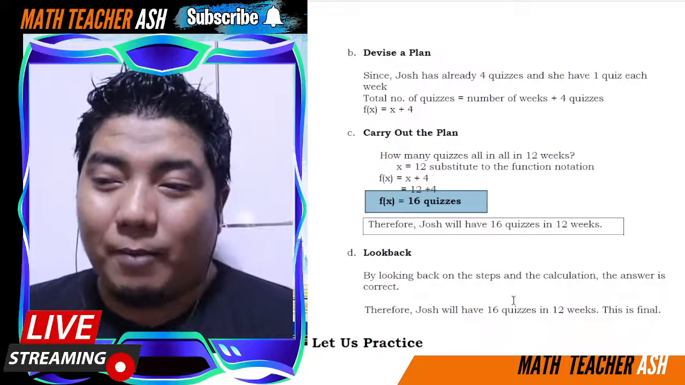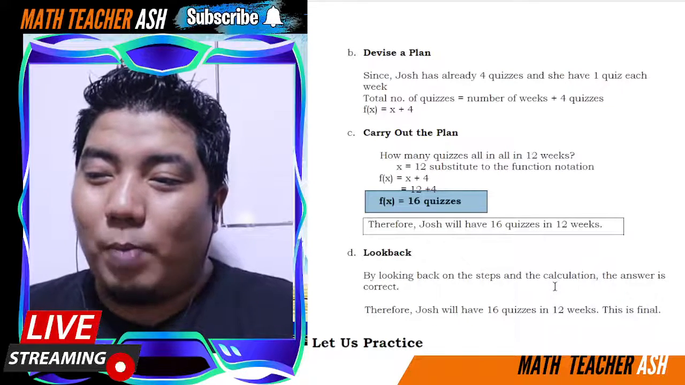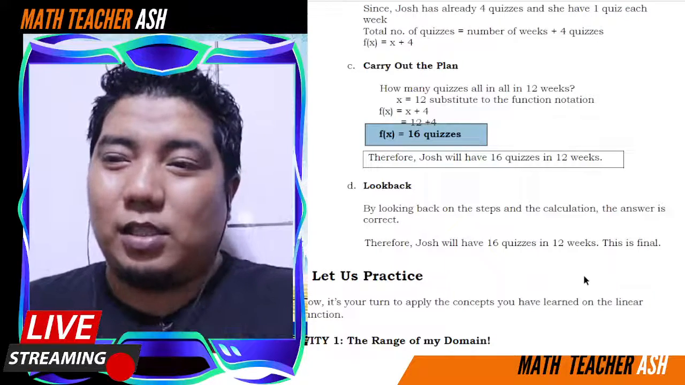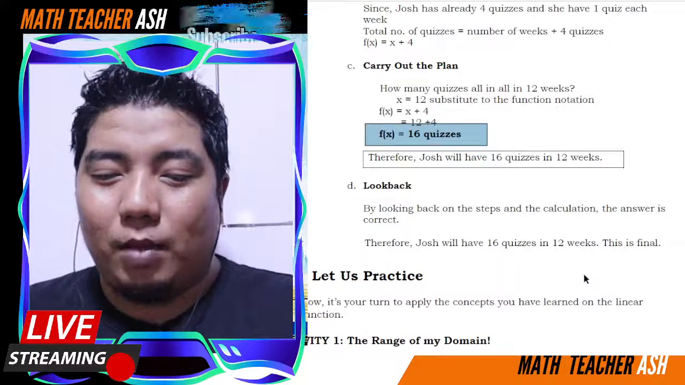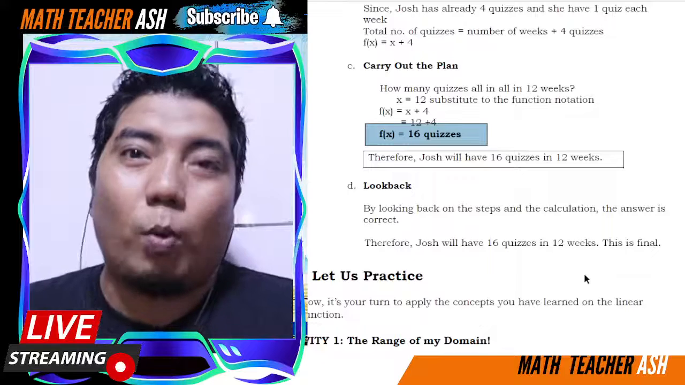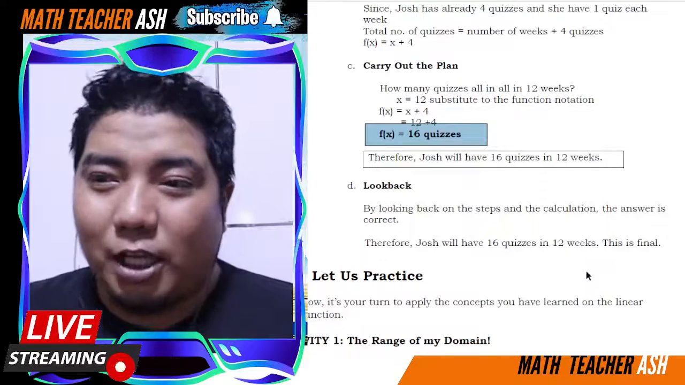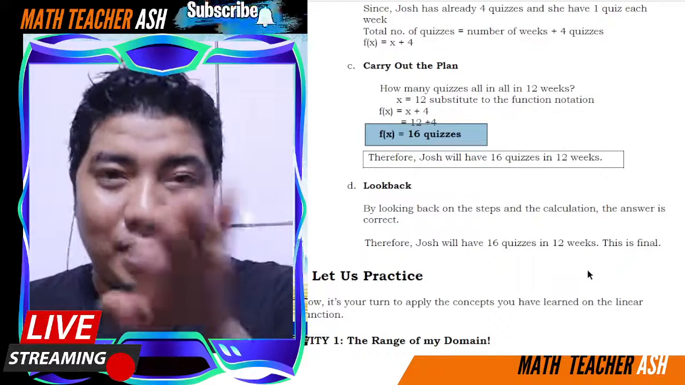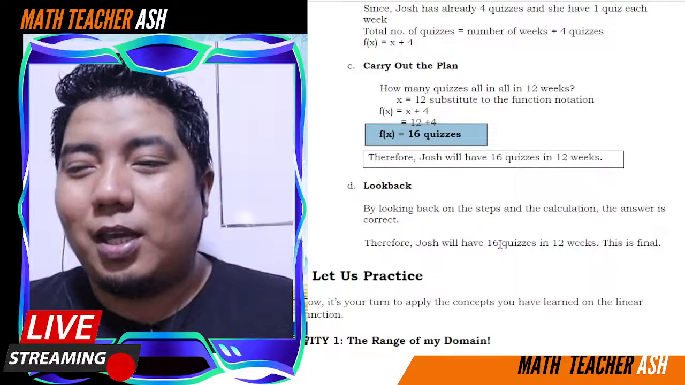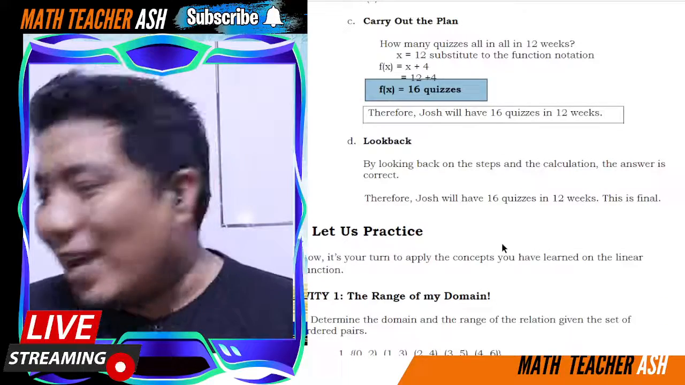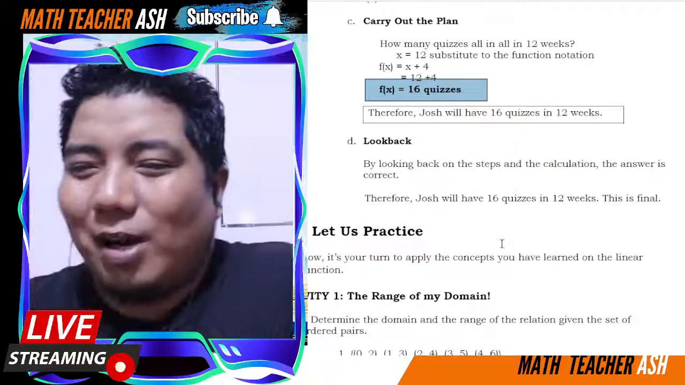So, by looking back, if you go back to the calculation, you can check this if ever you are correct. So, pag sinabing 1 week, meron siyang 1 quiz, pero may plus 4 na siya agad-agad sa previous quarter niya, so magiging 5 yon. So same goes. So, magiging ganun. Tama ang magiging checking nun. Alright, so I hope you got that one, my dear math learners.